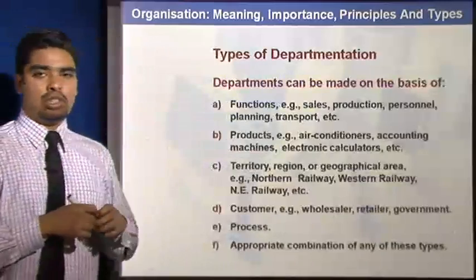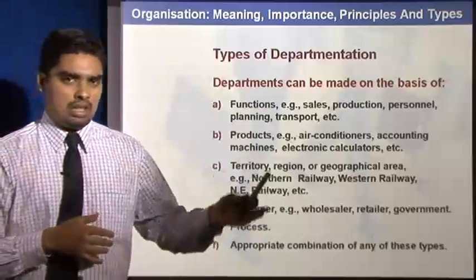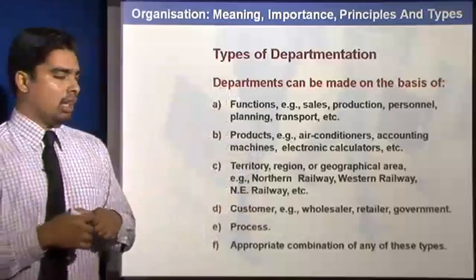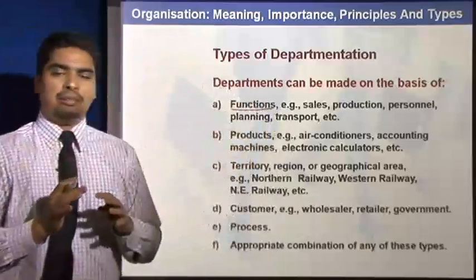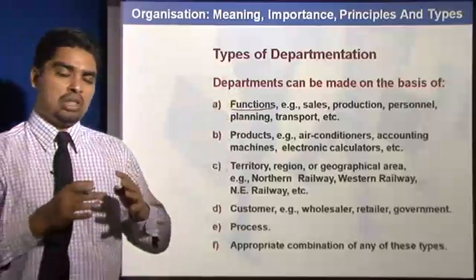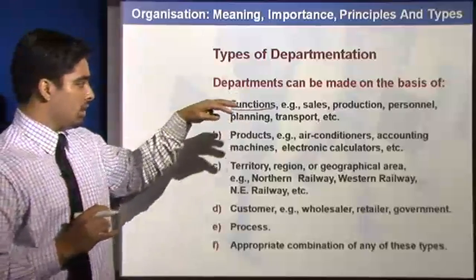The types, what are the things you could do? I talked about purchase department, HR department, sales department, marketing department. What are all these? That's nothing but functions put together, and that is why this is the easiest or the most common thing that you see. You go into organizations, you see there are different functions and they're grouped together as departments. That is called functions.